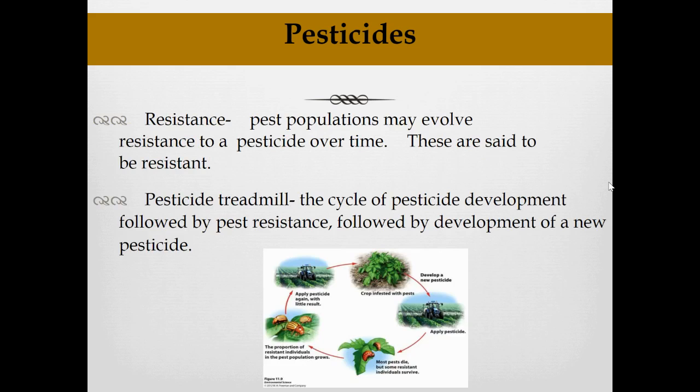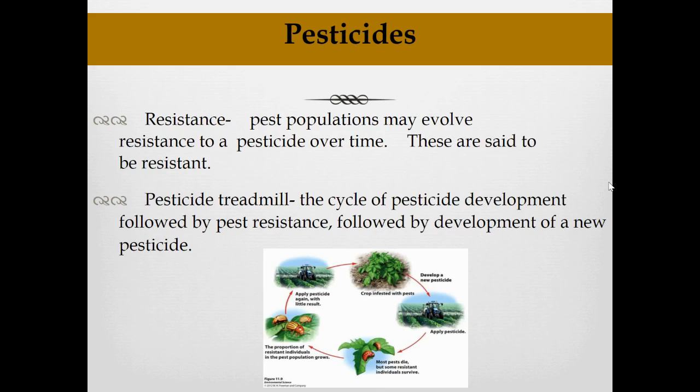Now, pest populations can evolve over time, meaning that they're going to most likely have a mutation in their DNA in some way that makes them resistant to the pesticide over time. Right? Thinking back to bio, thinking back to natural selection, right?